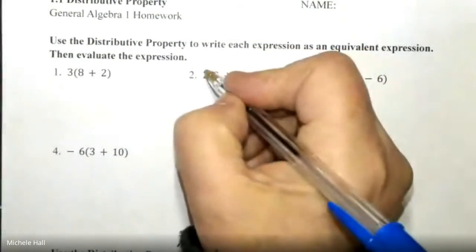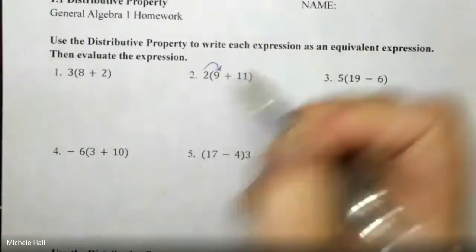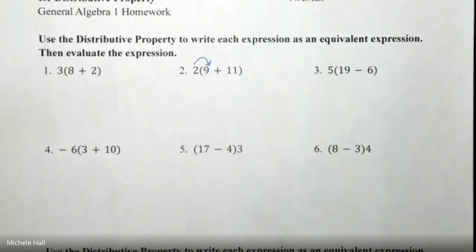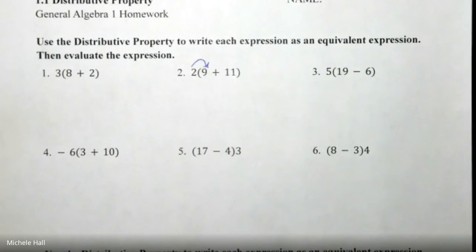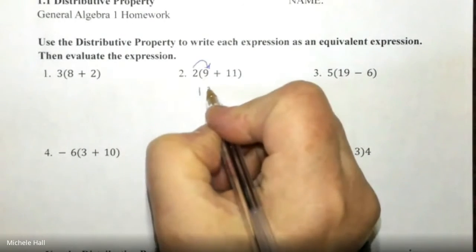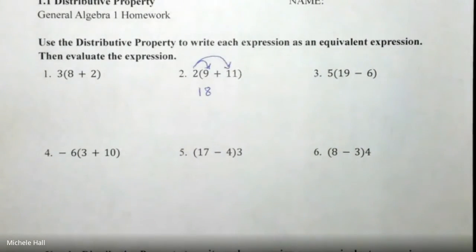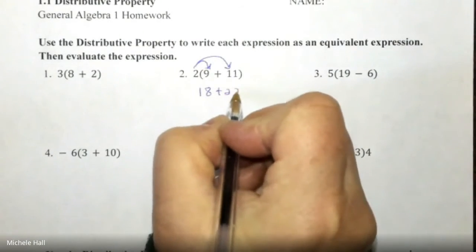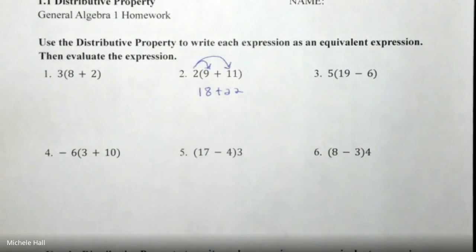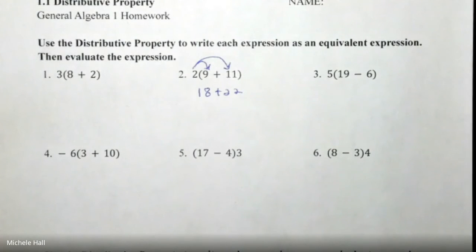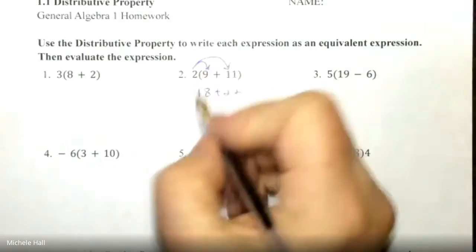Number 2. 2 times 9. Just holler it out. 18. 2 times 11, so that's a plus 22. It's a positive 22. And then you finish your answer. 18 plus 22. Sam, what'd you get for a final answer? 40.